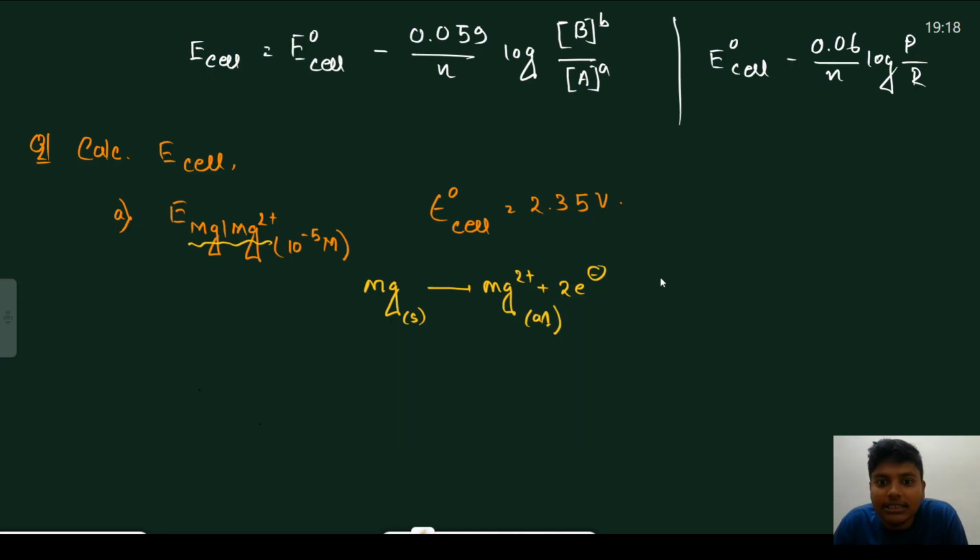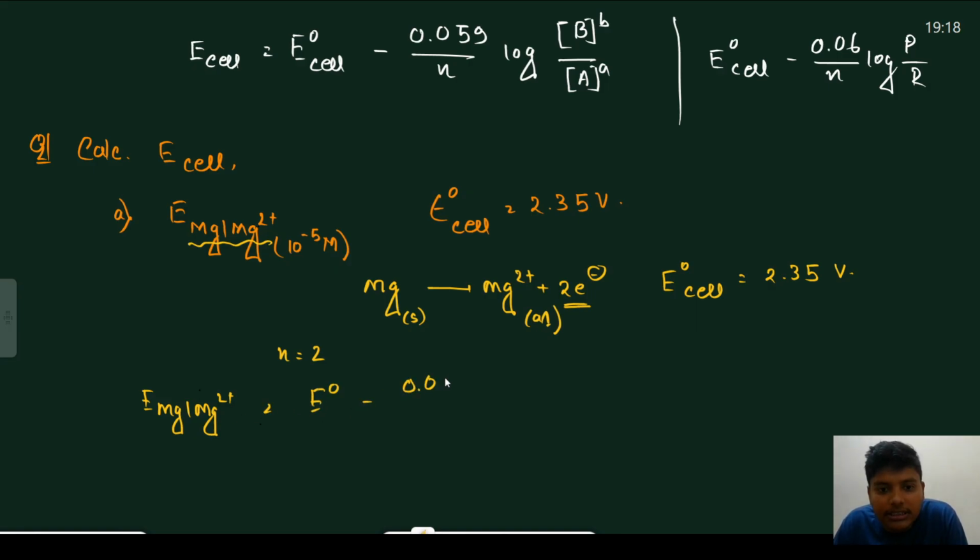And for this reaction, E naught cell value is given, 2.35 volt. Now by this reaction, you can find out that the n value is 2 because 2 electrons are used here. Clear? Now we know that E of Mg to Mg2+ is equal to E naught cell minus 0.059 by n value. What is the n value? 0.059 by n. So 2.